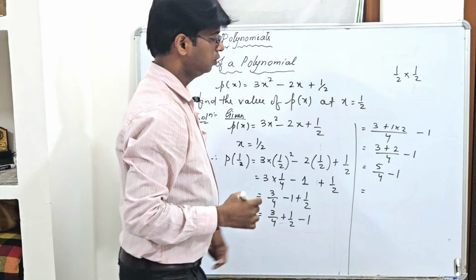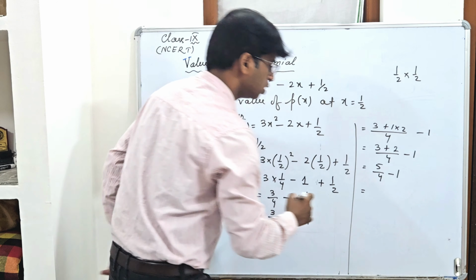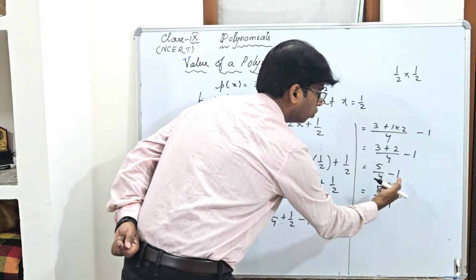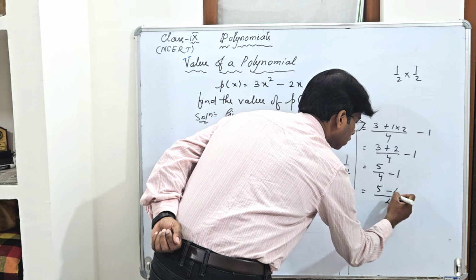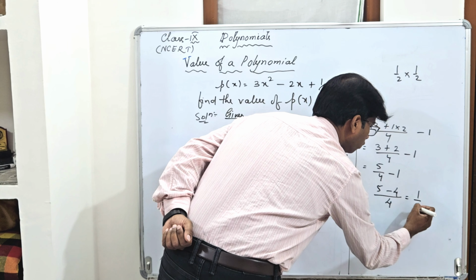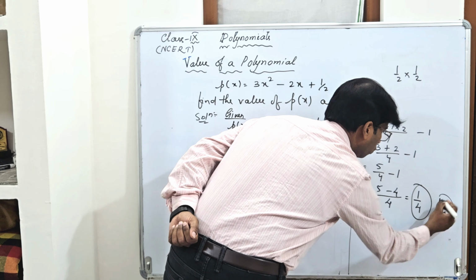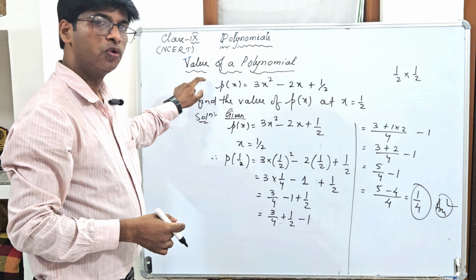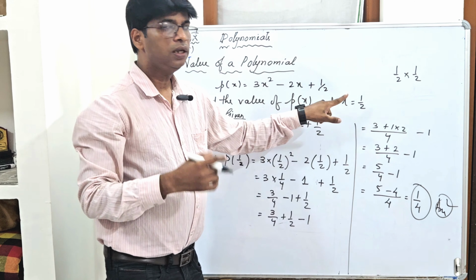Now again you see 1 is there, having denominator 1. Again I will take the LCM, and it will be 4. Then 5 will remain unchanged, and 1 will be changed to 4, because 1 into 4 is 4. So now the answer is 1 by 4. So finally your answer is 1 by 4. In this way we'll be doing the simplification, use the BODMAS rule, and approach the value of a polynomial at x is equal to any real number.